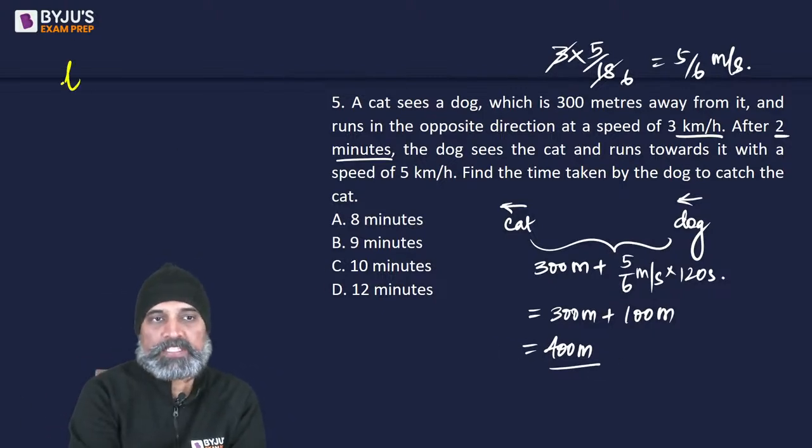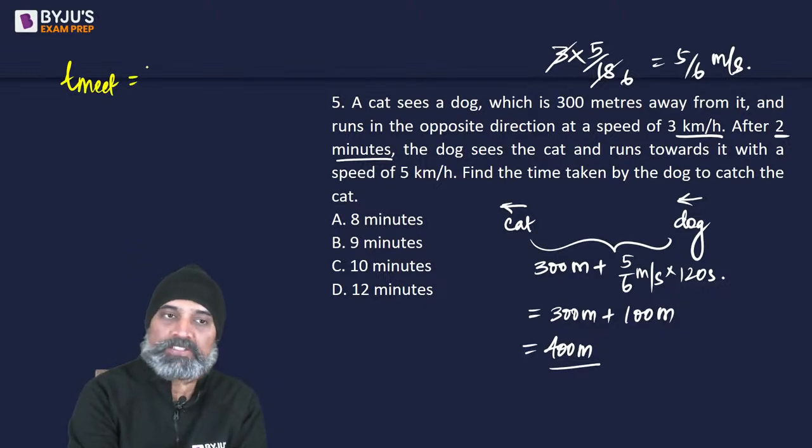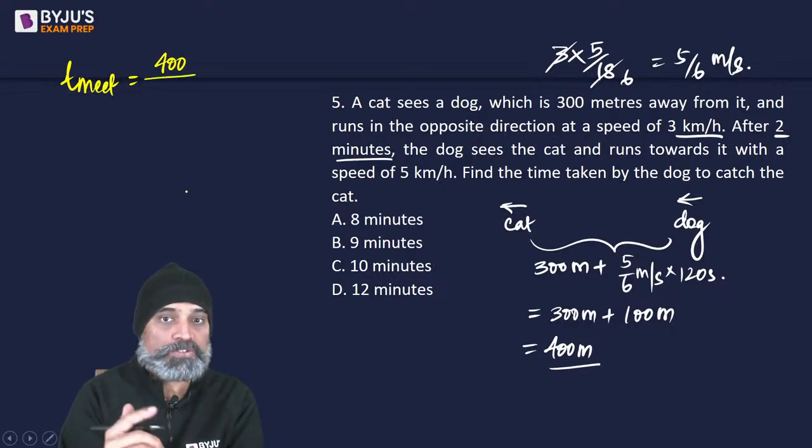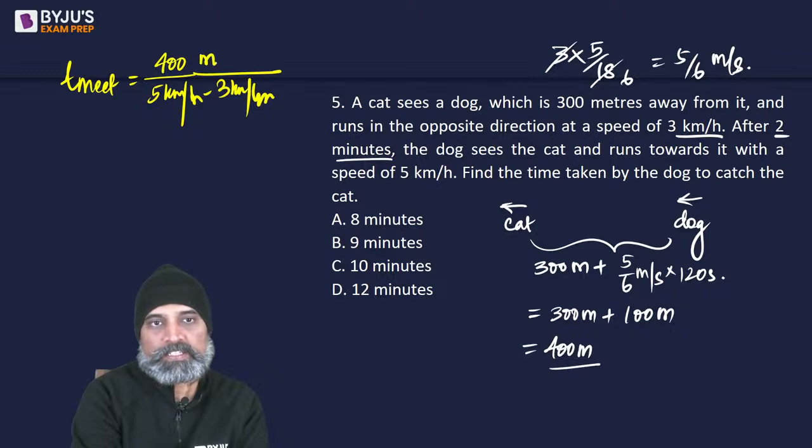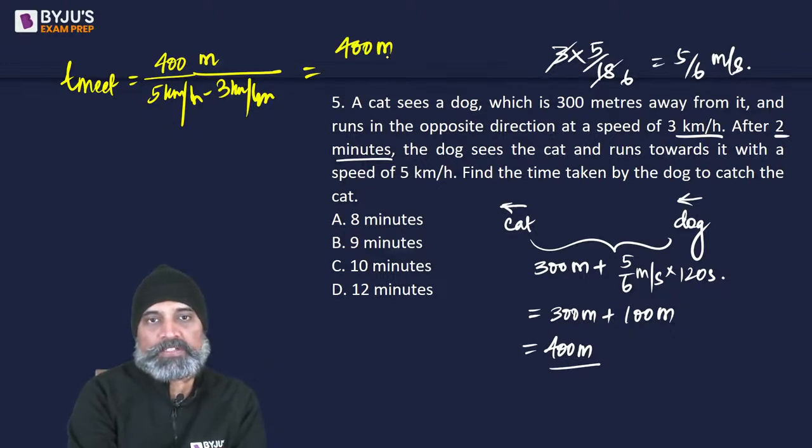We can straight away say time taken for the dog to meet the cat or catch the cat is going to be the distance between them divided by, same direction, so difference of the speeds, which is 5 km per hour minus 3 km per hour. And this is, please remember, in meters. So this will become 400 meters divided by 2 km per hour.